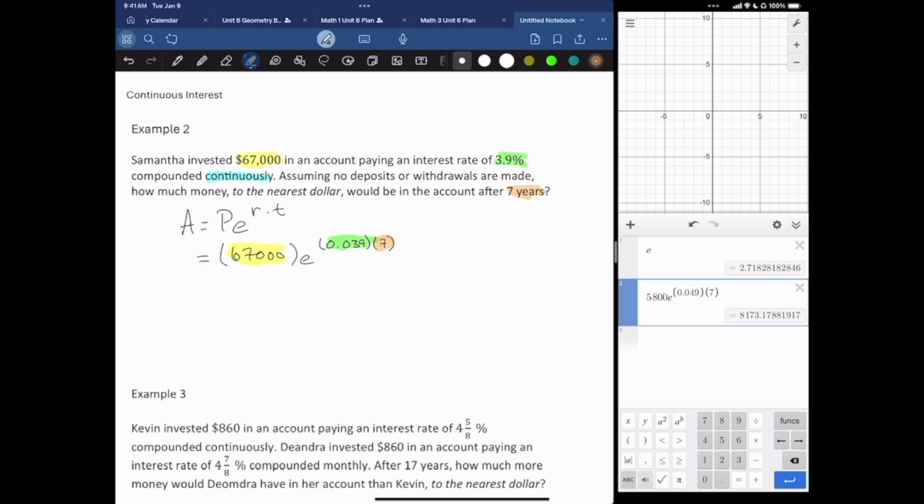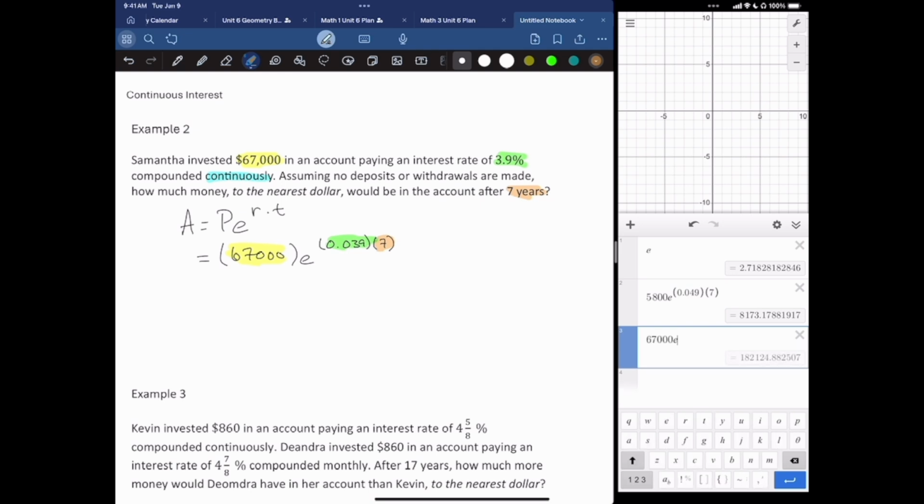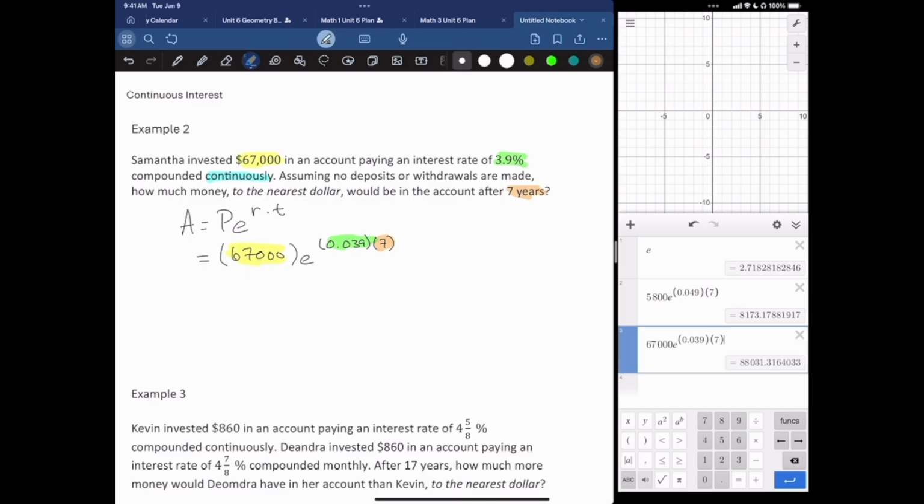Go and plug that into your calculator. I would highly recommend using a calculator for this part of this quiz, anytime for this test. So we have 67,000 times the letter E, all raised to the 0.039 times 7. So we have 88,031, and then 0.3164. Again, now we're rounding to the nearest dollar.